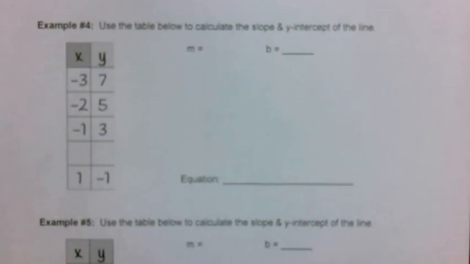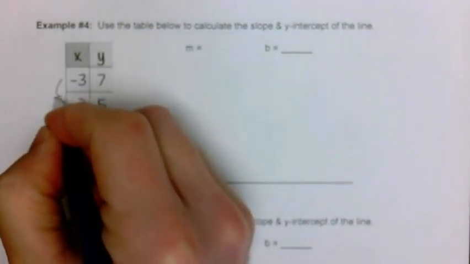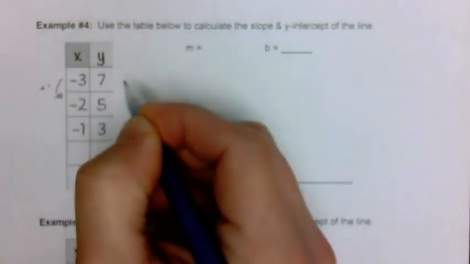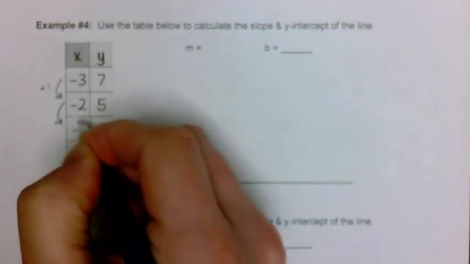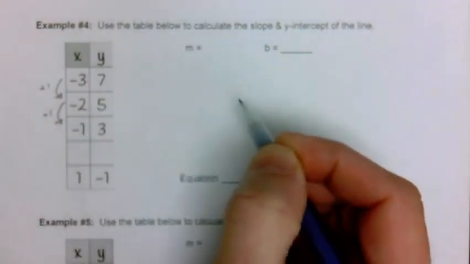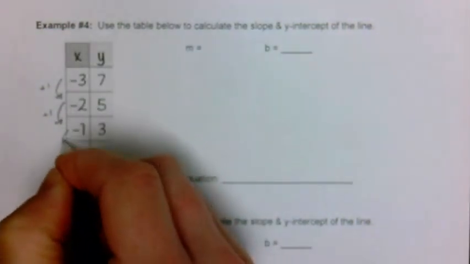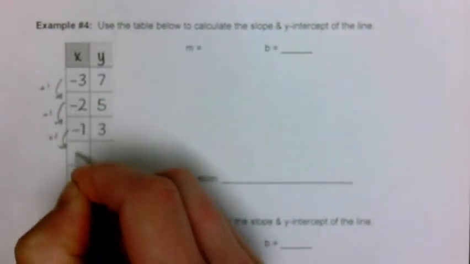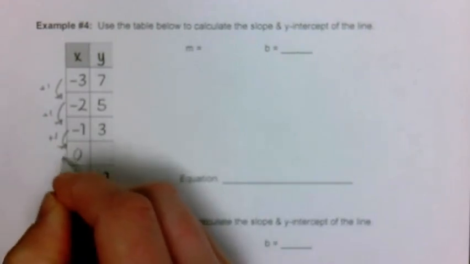We have another table of values in this example that we can use to figure out the equation of the line. All right, so let's use our values to first calculate our slope, then we'll determine our y-intercept, and we'll write our equation in slope-intercept form. So let's start with the x's. To go from negative 3 to negative 2, we add 1. To go from negative 2 to negative 1, we add 1. Well, if we continue this pattern, if we go from negative 1 and add 1, we're going to have 0. And then to go from 0 to 1, we add 1.